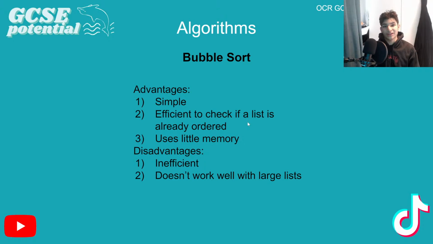The advantage of this is that it's pretty simple to do, like anyone can do this. It's efficient to check if a list is already ordered, because you only have to go through it once, and it uses very little memory, because it just keeps within that one list. It doesn't make extra lists. The disadvantage is it can be quite inefficient, especially for long lists, as I mentioned. It doesn't work well with long lists.